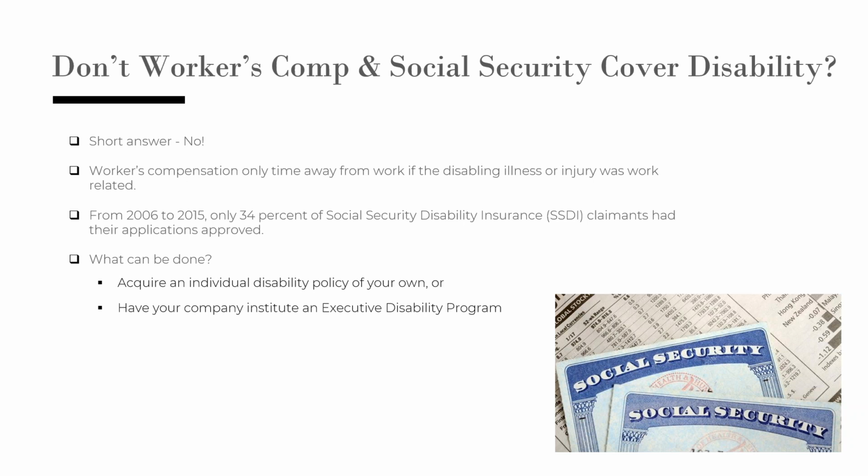Many people ask this question: doesn't workers' comp and Social Security cover disability, though, Chris? The short answer is no. Workers' comp covers time away from work if the disabling illness or injury was work-related only. If it's not work-related, you're not going to get workers' comp. It's that simple. From 2006 to 2015, only 34% of Social Security disability claimants had their applications approved. 34% of SSDI claimants got their applications approved. That's scary. You can't rely upon it, and even if you did get it, the benefits are small.